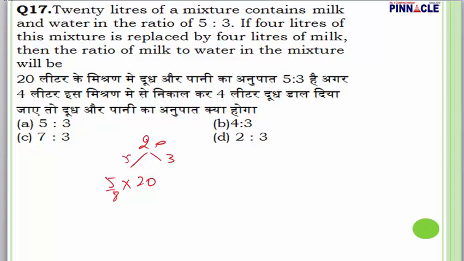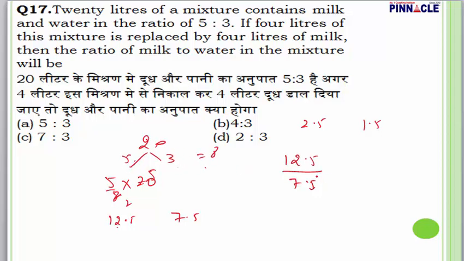That will make 25 by 2, that is 12.5. If this is 12.5, then water would be 7.5, because 20 minus 12.5 is 7.5. Now milk is 12.5 and second is water, that is 7.5, and the total mixture is 20 liters. If 4 liters of this mixture is replaced by 4 liters of milk, then this would be 2.5 and 1.5, because if the total is 8 then milk is 5, and if it is 4, then milk would be 2.5 and water 1.5.